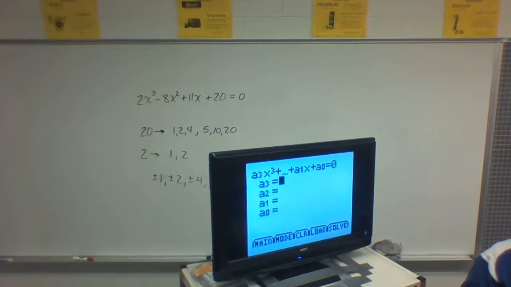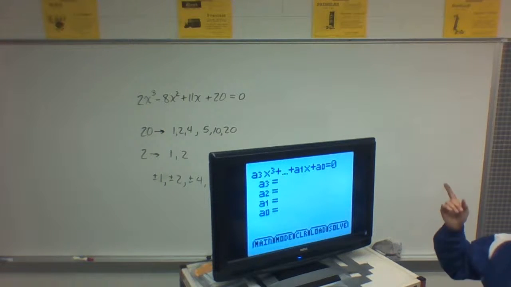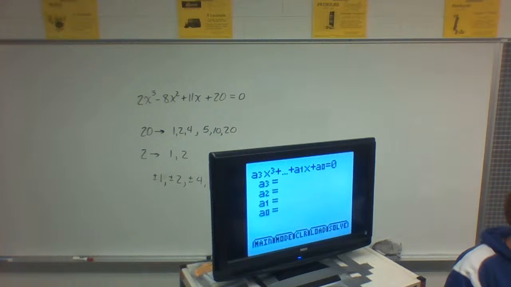Okay, so we go next. And now it wants 4 things. Guess what? The coefficients of your cubic function. So in our case, from example 3, we would type in a 1. Enter. -8. Enter. 11. Enter. And 20. Enter.